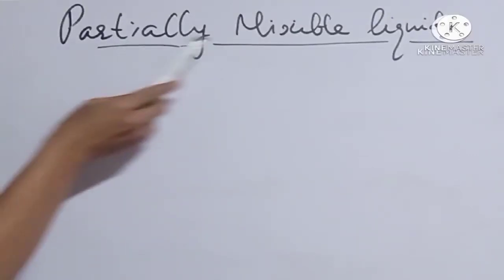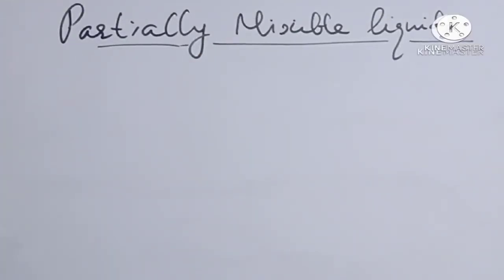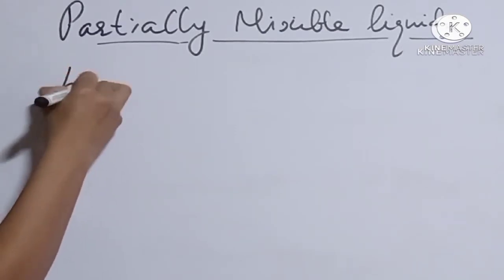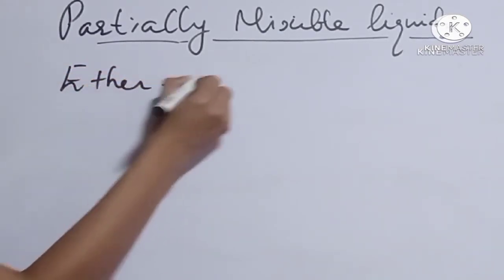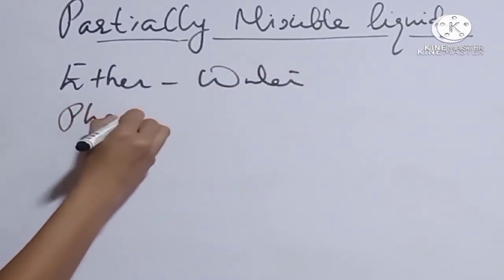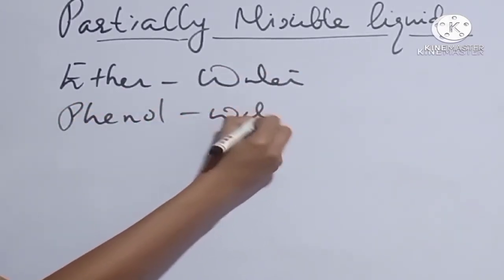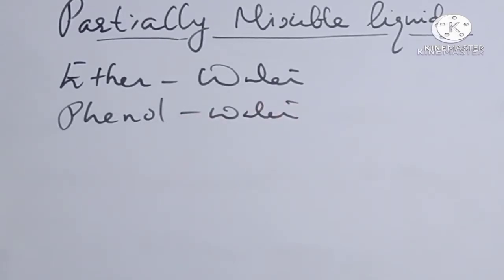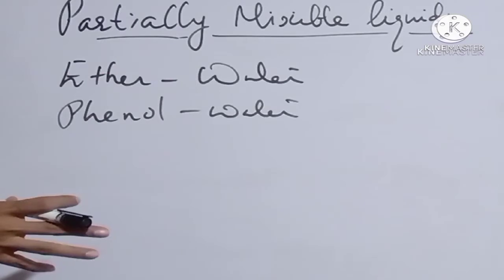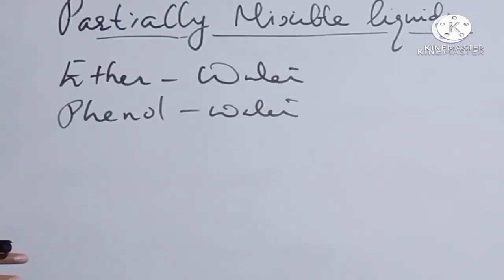Let us discuss partially miscible liquids. Partially miscible liquids means the liquids which are not completely miscible. For example, if we mix ether and water and phenol and water, etc., these liquids will not mix with each other. They are only partially miscible. That is, their miscibility is very less.